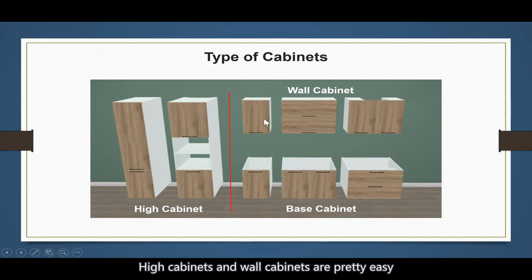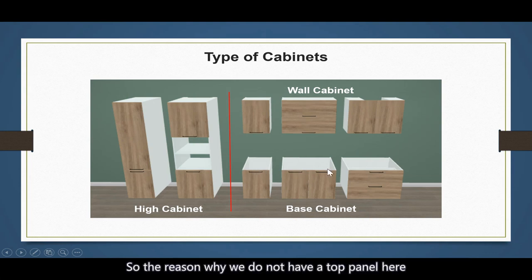The high cabinets and the wall cabinets are pretty easy. The wall cabinets are those hung on walls, and high cabinets are freestanding tall cabinets. And the base cabinets are defined by countertops. We are going to put a countertop above it, and if not, that's another case.